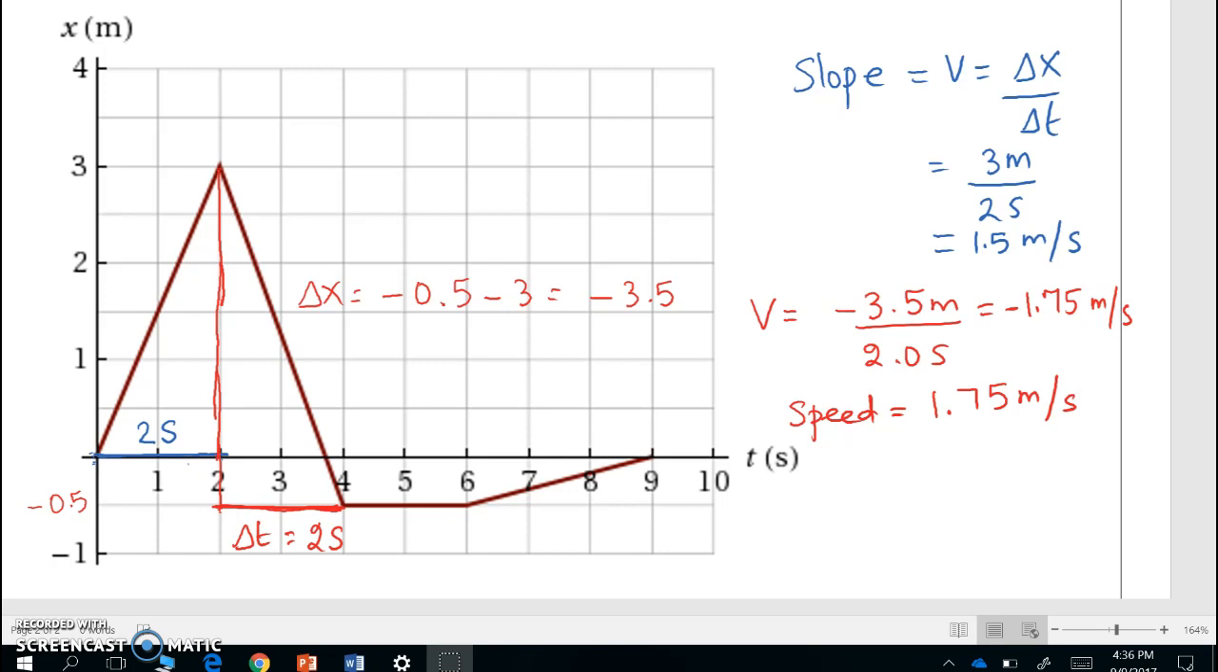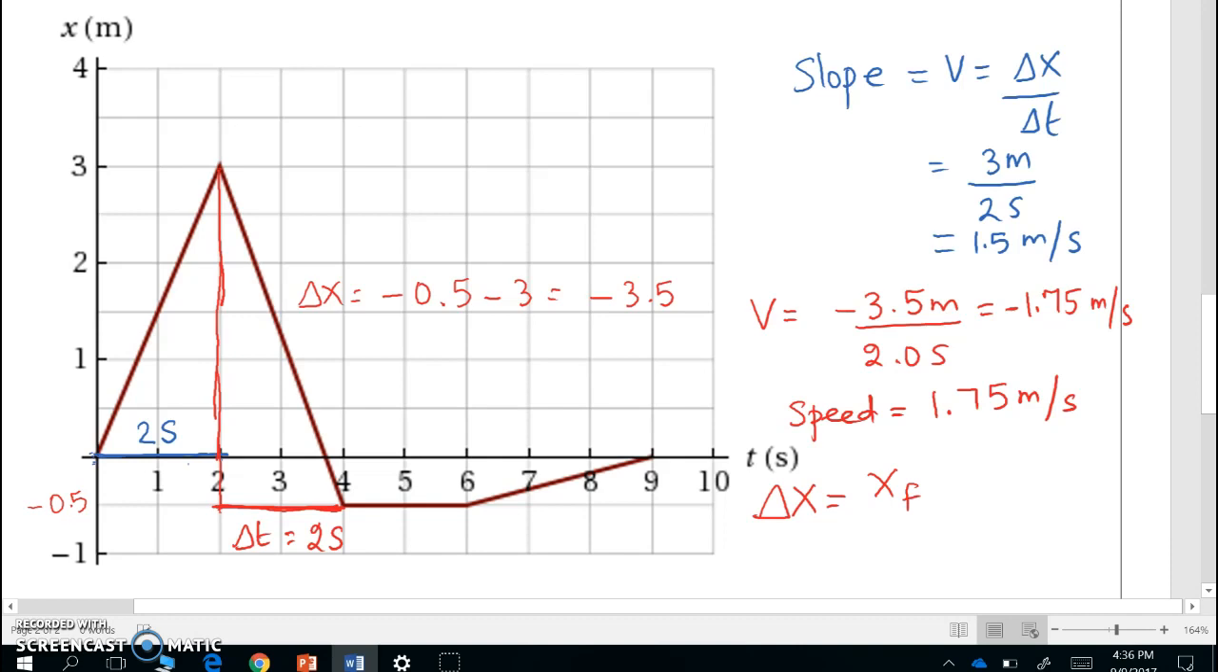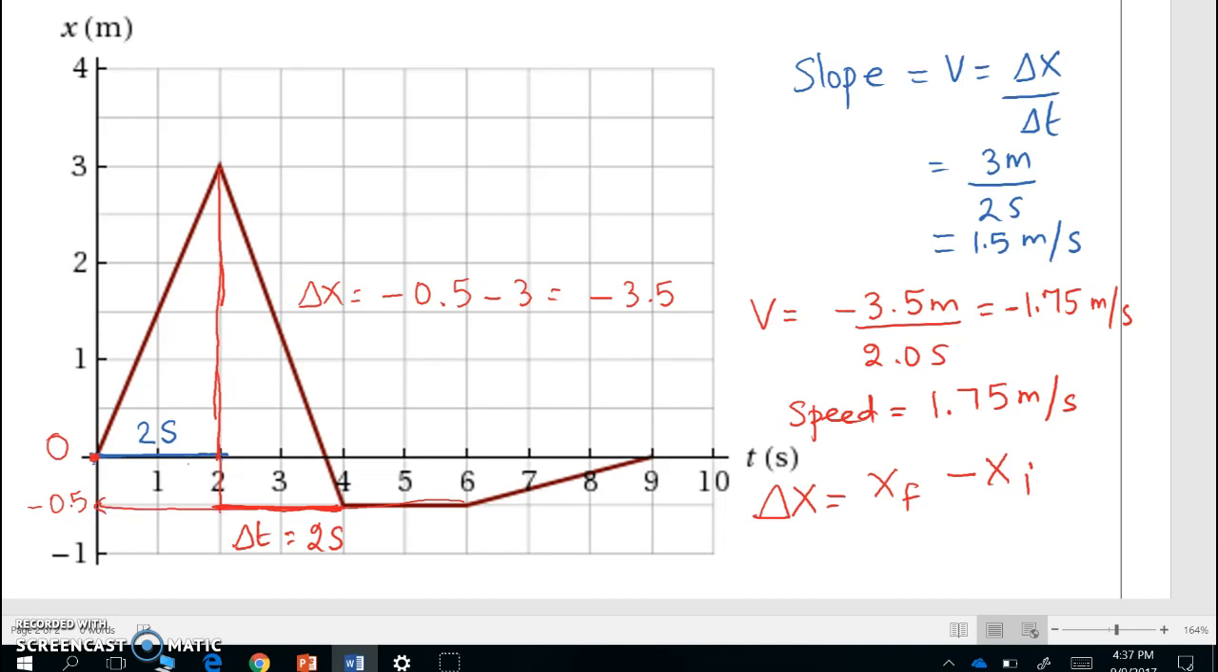What if I want to calculate the displacement in the first 6 seconds? So displacement we know is change in position, final minus initial position. At 0 seconds, the position is 0 meters, and at 6 seconds, the position is going to be negative 0.5 meters. So my final position is negative 0.5 minus my initial position is 0, so therefore it is going to be negative 0.5 meters.